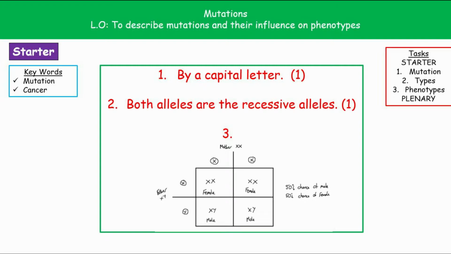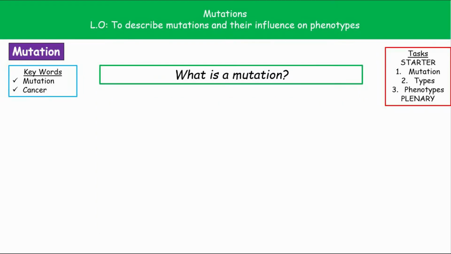If you got the 4 genotypes, so XX, XX, XY and XY, tick for that one. If you got the 4 phenotypes, so 2 female as the XXs and the 2 males as the XYs, tick for that one. And then if you wrote down the percentage as 50% chance of male or 50% chance of female, give yourself a tick for that one. So give yourself then a mark out of 7 and write that in your books. First thing I'd like you to do then is write down what you think a mutation is.